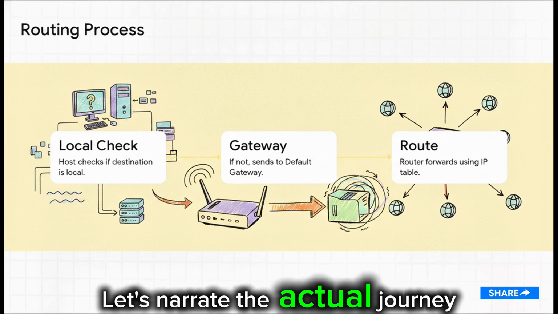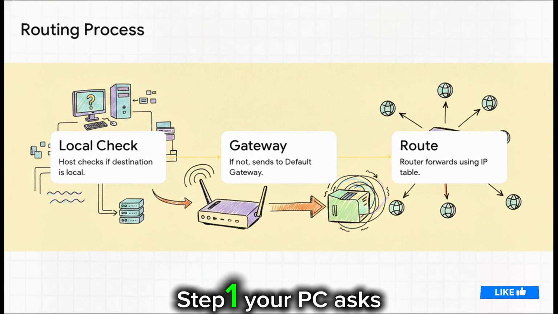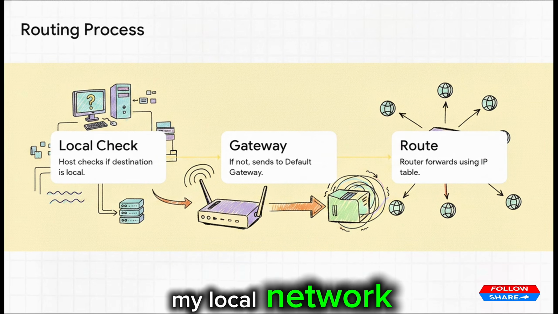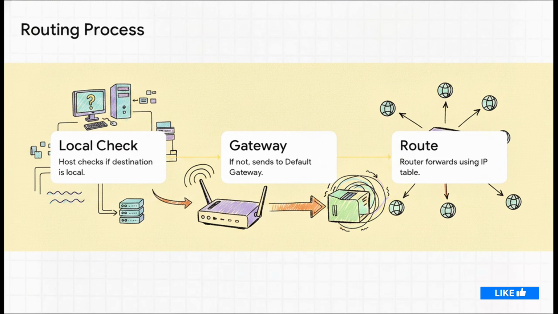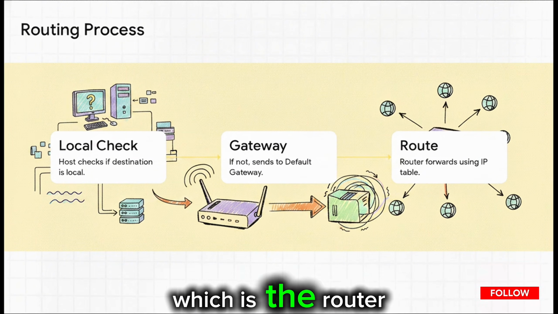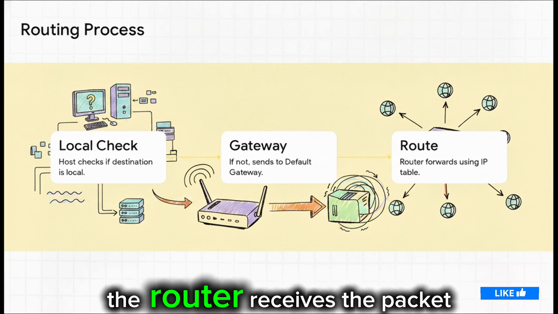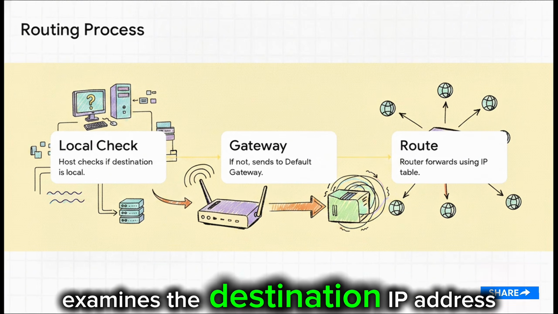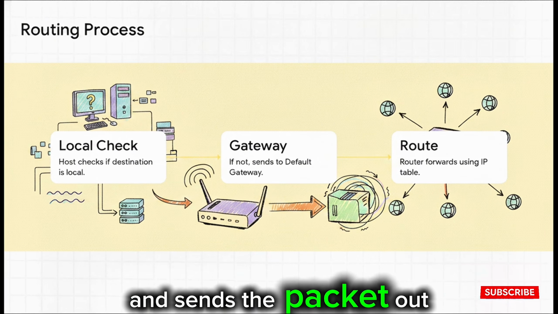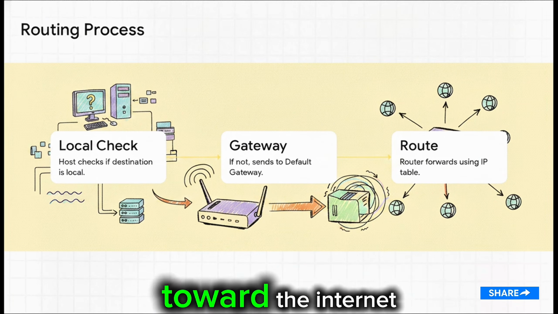Let's narrate the actual journey of a packet here. Step 1. Your PC asks, is this destination server on my local network? Step 2. When the answer is no, your PC encapsulates the packet and sends it straight to its default gateway, which is the router. Step 3. The router receives the packet, examines the destination IP address against its incredibly complex routing table, and sends the packet out on the absolute best path toward the internet.